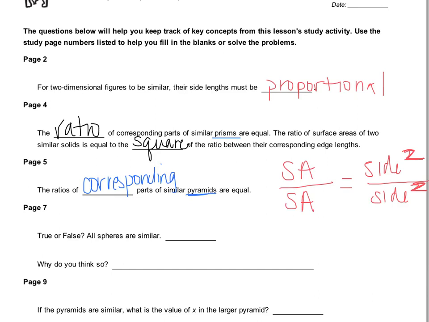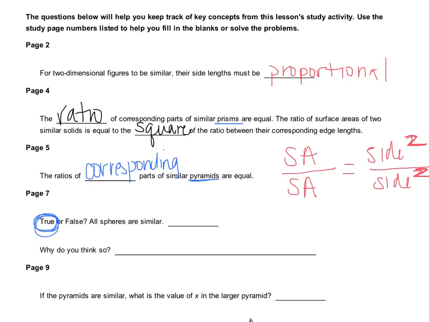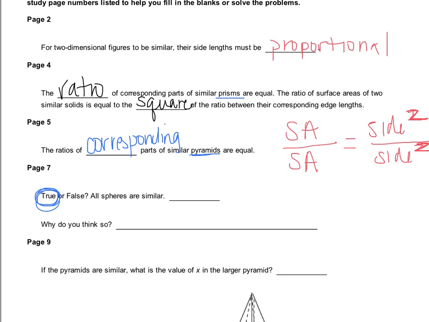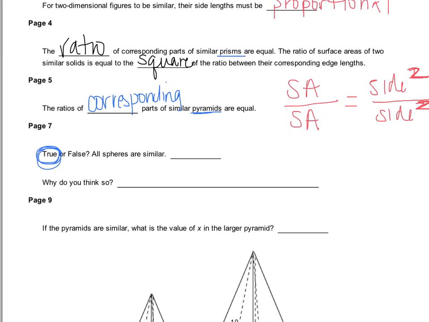So all spheres, no matter what size, are going to be similar, because the definition of similar is that they have the same shape but different sizes. Well, all spheres are exactly the same shape. You don't have any with dents in them. If they had dents, they would not be a sphere. So why is that? Because all spheres are the same shape.